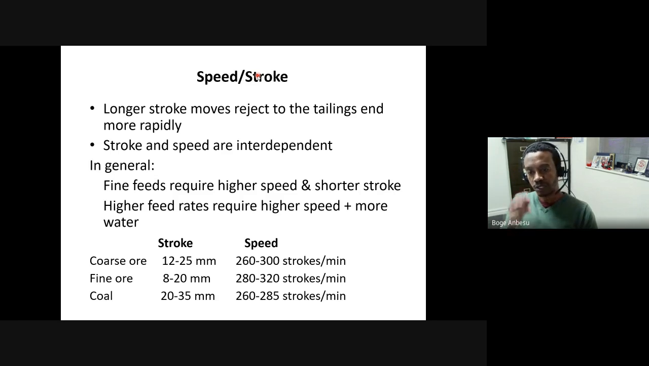Okay, but in cases where you're dealing with fine particles, you actually apply very quick strokes at a higher speed. That helps with stratifying fine particles, while in the case of dealing with coarse particles, you apply slow, or longer strokes. And that should help with stratification and separation of large particles. And for coal, because coal is light, usually we apply long strokes. And with that, you should be able to attain reasonable stratification for separation of coal particles from the gangue particles.